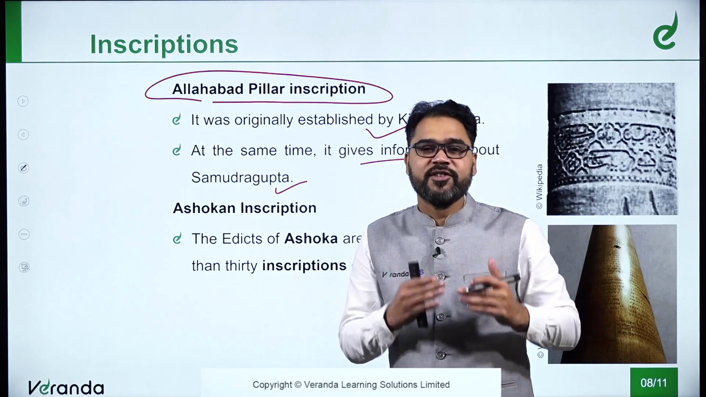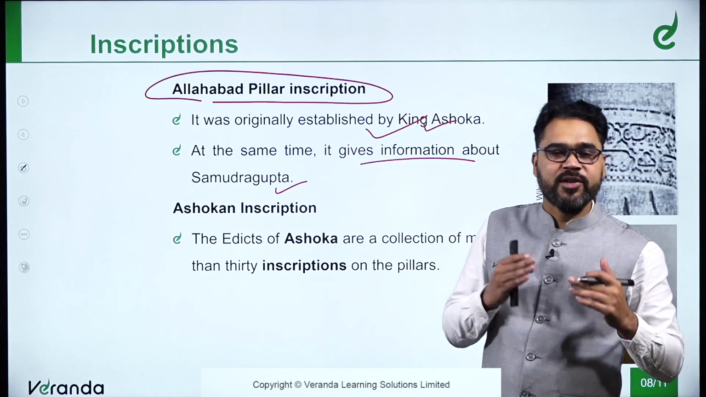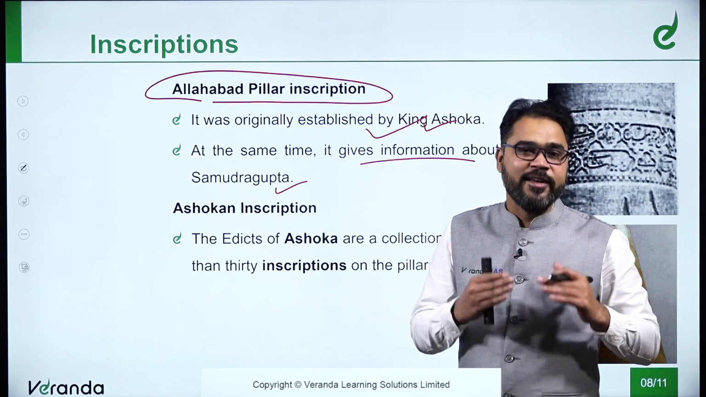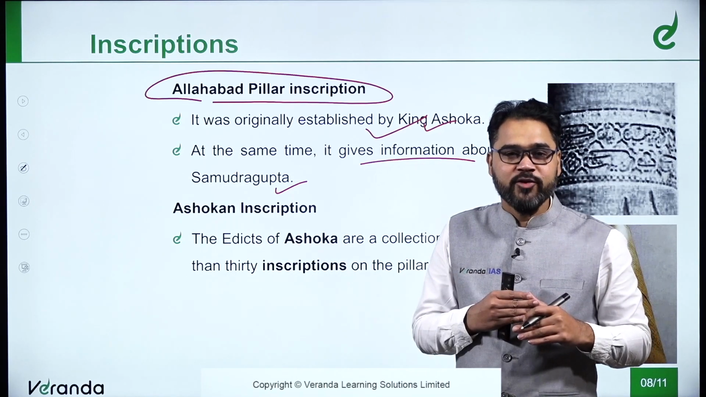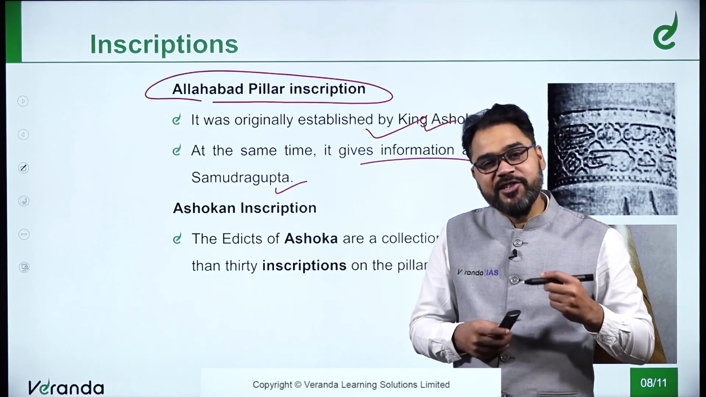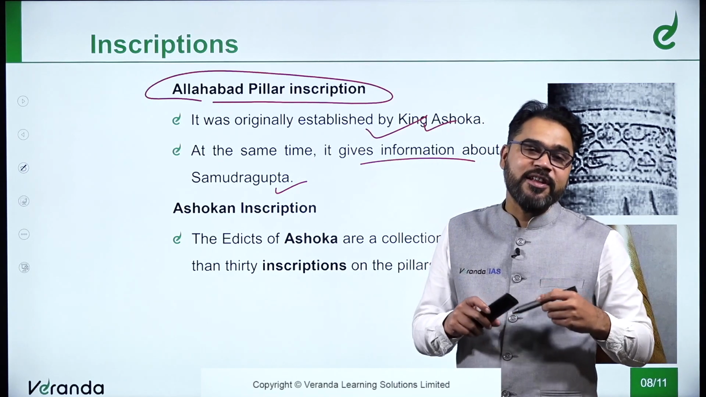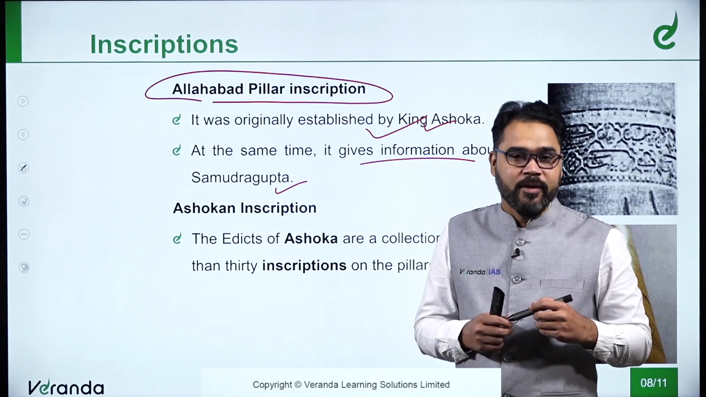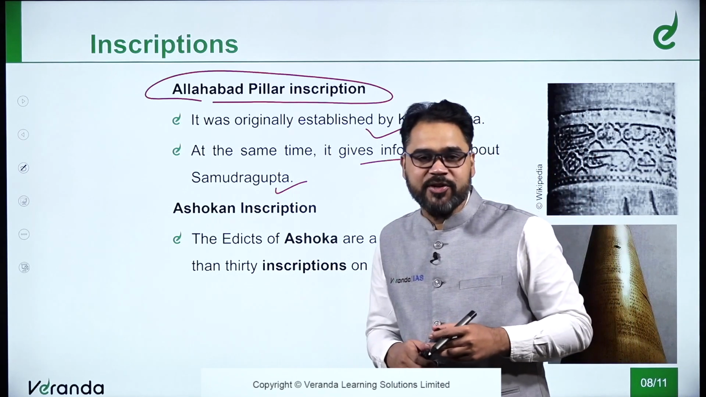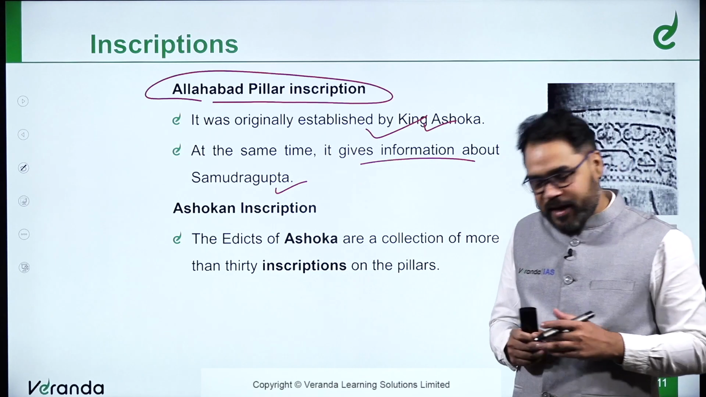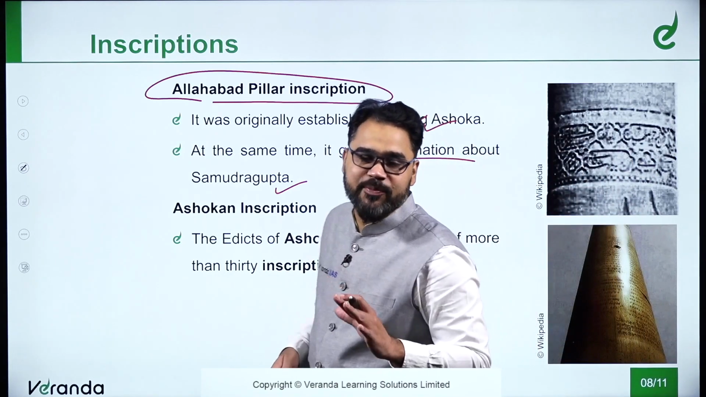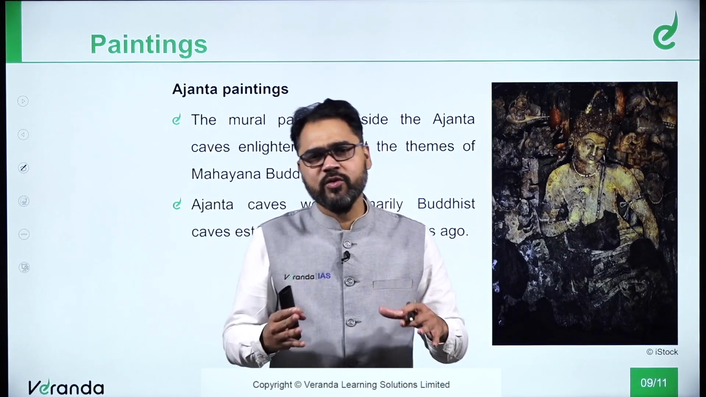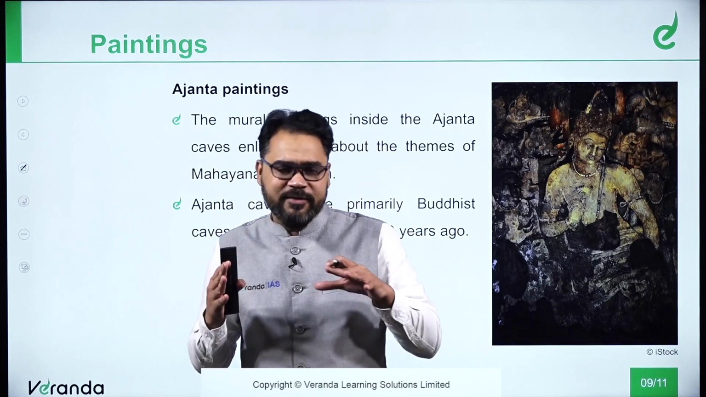It also gives us a lot of information about Samudragupta, who is also known as the Napoleon of India, and he served during the AD, Anno Domini. So there must have been several changes that would have been done on that Allahabad pillar. If we speak about the Ashokan inscriptions, the edicts of Ashoka, there are more than 30 such inscriptions. These all are the sources from where we get the information.